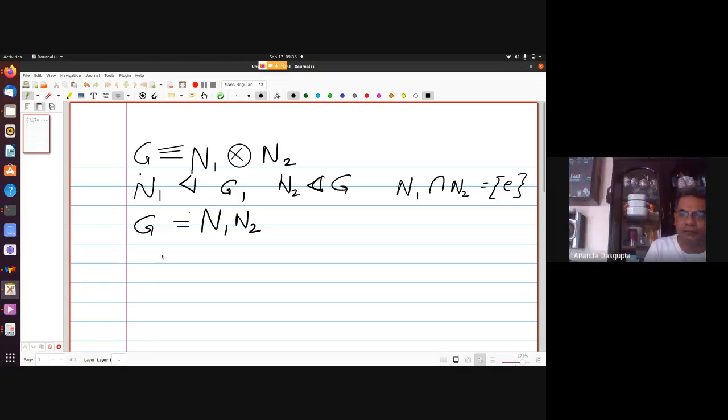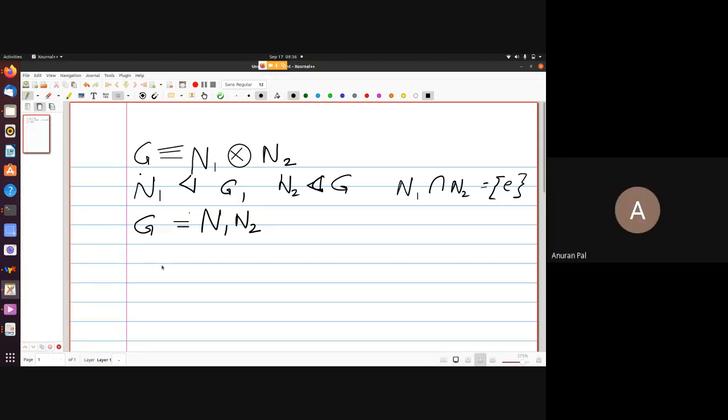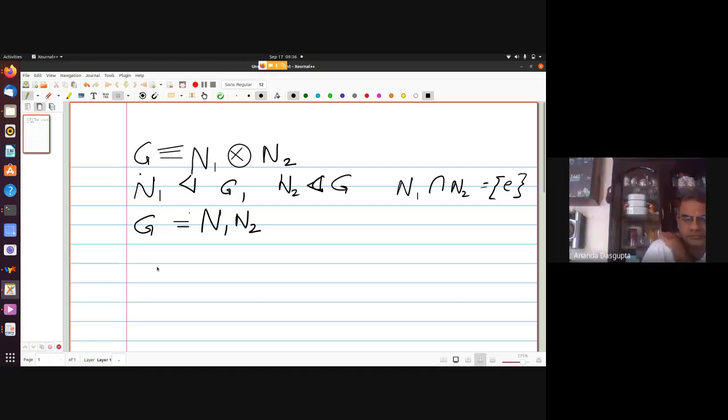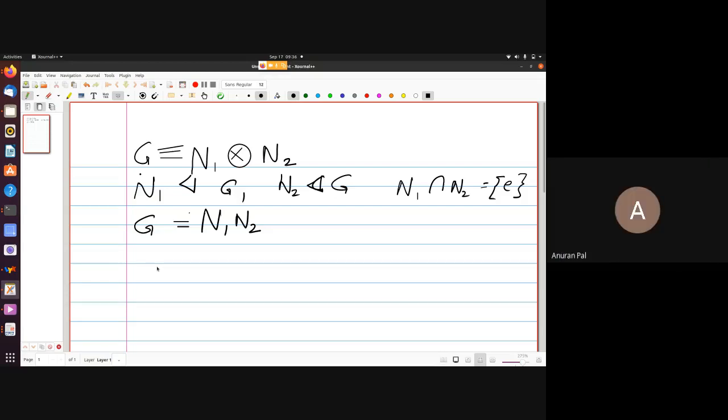Is your problem with the proof or is your problem with this theorem itself? No, no problem with the proof. What I think is happening is you're making a map go from G to N1N2 and then from N1N2 to N1 cross N2. So you're composing two maps and making the final map which is G to N1 cross N2.